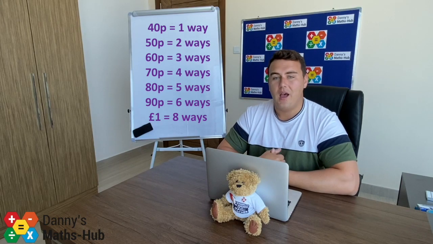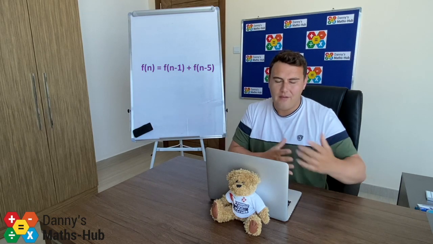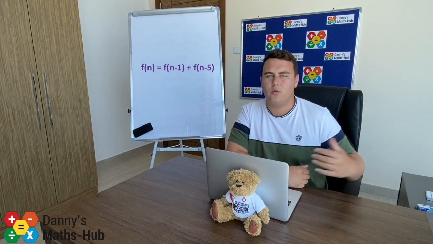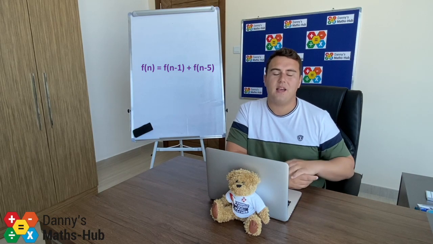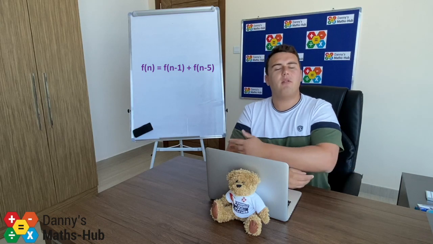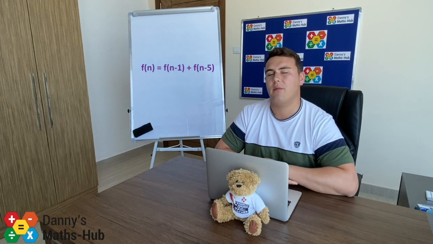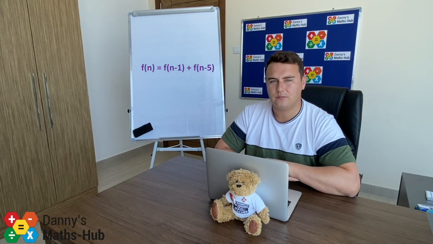that pattern. And the way we could represent this information is like this, saying that f of n, so our current amount, is equal to the previous amount, so f of n minus 1, plus f of n minus 5, so the one 5 before. Again, there are a few ways you could have written this out, and this is just how I've decided to write it out. If you've got that, that's really, really good.